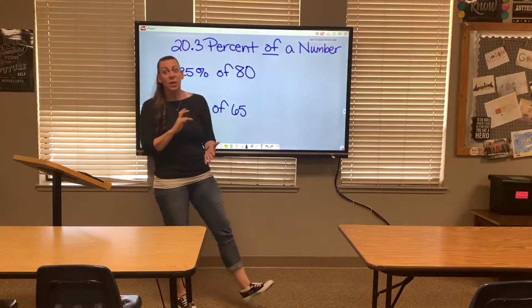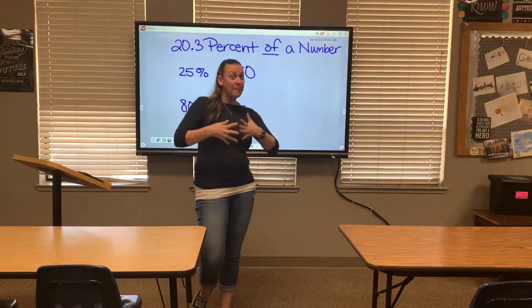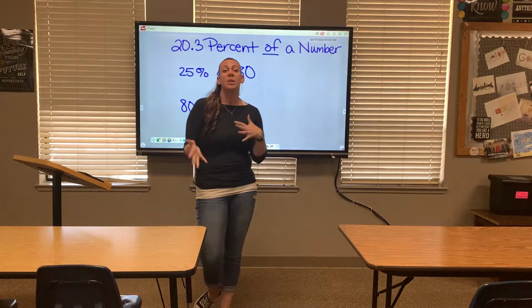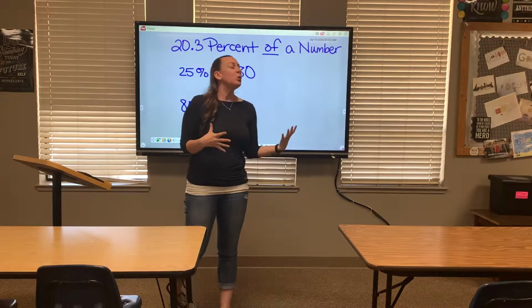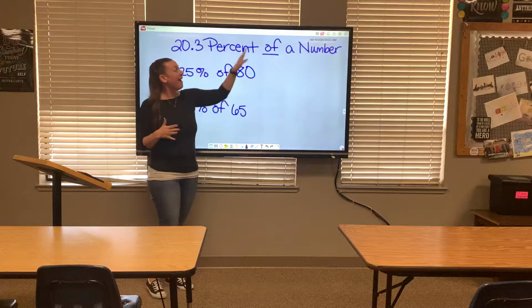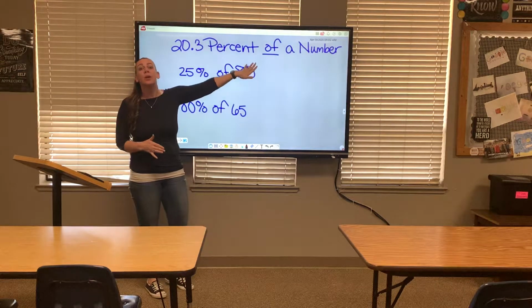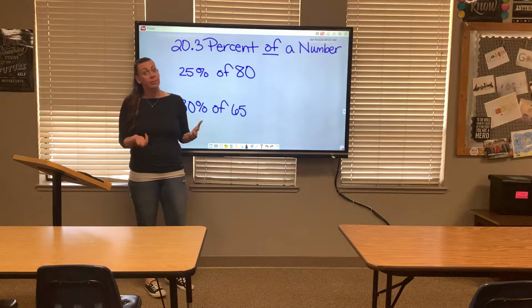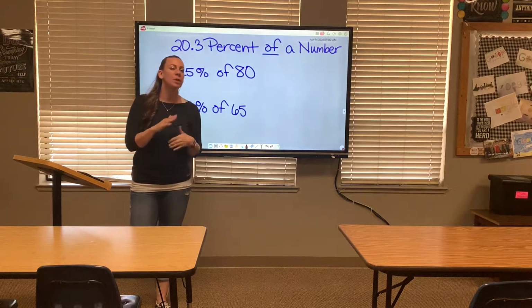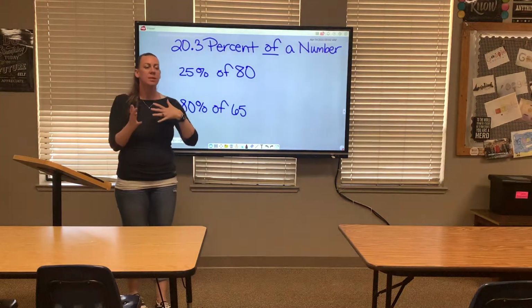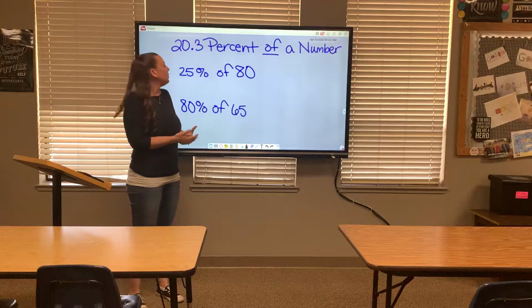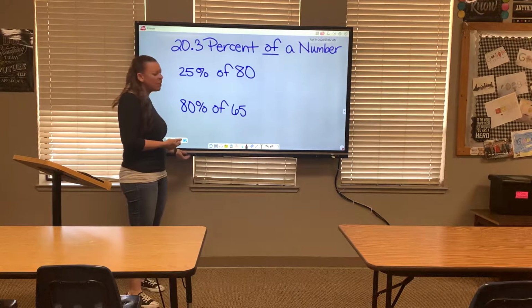All right, so once we know what percents are per 100, we can find the percent of a number. Anytime you see the word percent of a number, anytime you see that word of, that means you're multiplying, okay? Of always means multiply. We talked about that when we were doing word problems and figuring out what operation we were doing. So let's go ahead and jump into these.